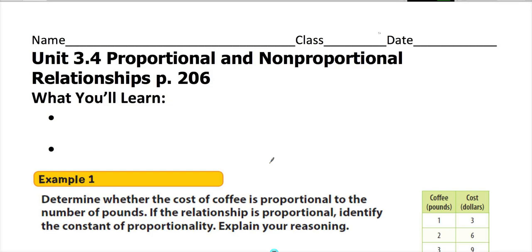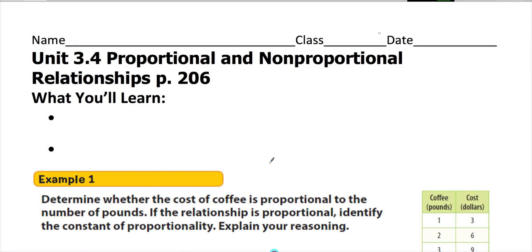Today we're going to look at Unit 3.4. This is called Proportional and Non-Proportional Relationships, and this is found on page 206 in the textbook. Alright, so we're going to kind of switch things up a little bit. This lesson shifts us more over into what we're going to talk about for the next couple of lessons. So let's get started.